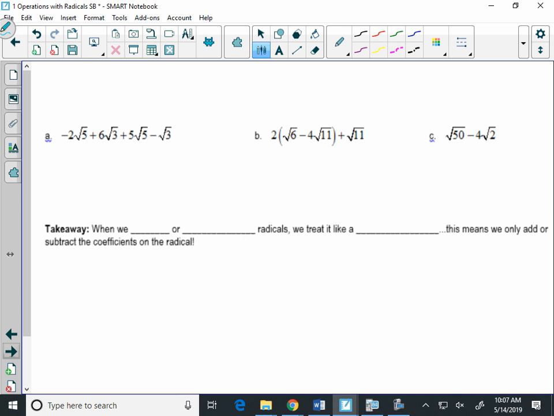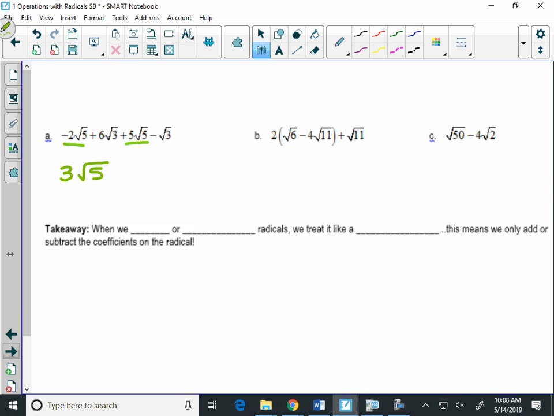So, let's take a look at some examples. Here, we're going to simplify these down by combining like terms. So if I look here, this one has a radical 5, and that term has a radical 5. So we can combine that. Just like when we combined with variables, only the numbers out in front, the coefficients, will change. So we're just going to do negative 2 plus 5, which is what? 3 radical 5. Very good. The radical does not change. It's just how it is.